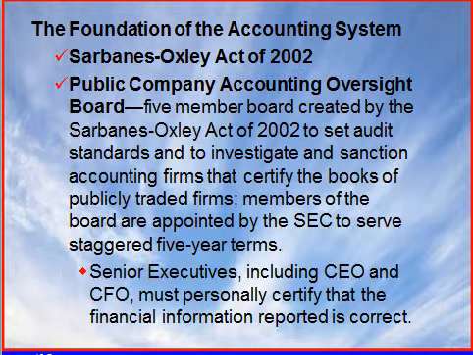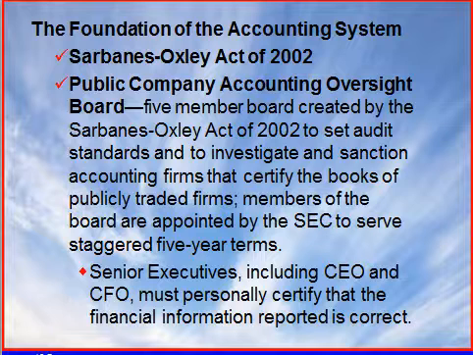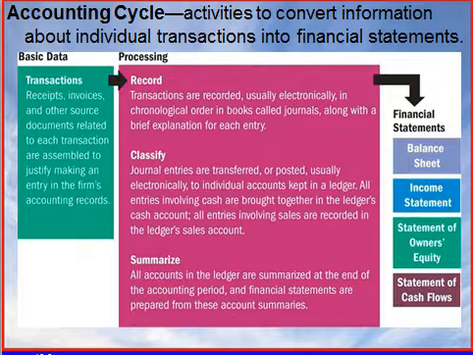The Sarbanes-Oxley Act of 2002 established the Public Company Accounting Oversight Board. This was in response to well-known cases of accounting fraud and questions about the independence of auditors. This is a 5-member board created to set audit standards and to investigate and sanction accounting firms that certify the books of publicly traded firms. Part of this act requires that senior executives, including the CEO and CFO, must personally certify that the financial information reported is correct.